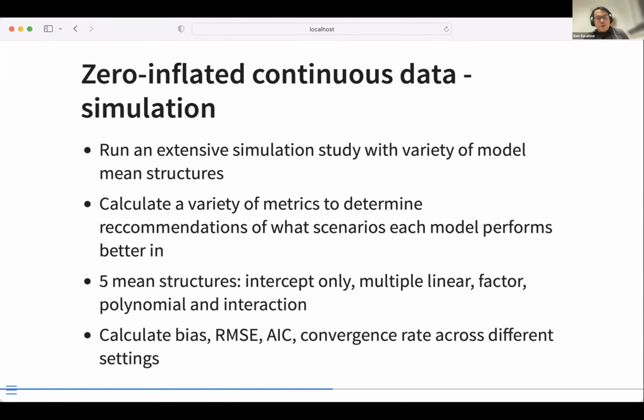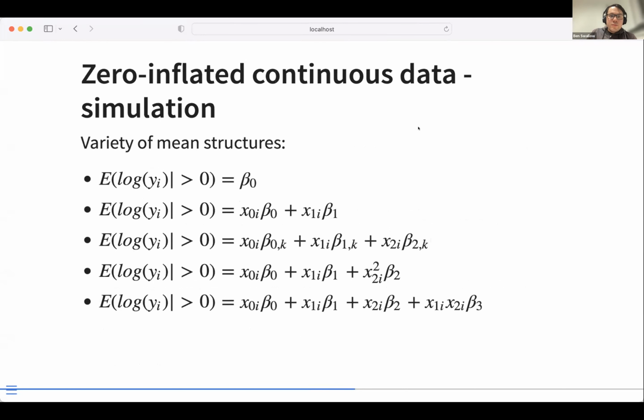So we ran this simulation study with different mean structures, and then we compared a variety of metrics on different models to determine which ones were best on the simulation, whether there are certain properties that are preferable for one model over the other in certain circumstances. We started off with very simple intercept-only models and then worked through more complex structures with polynomial terms, interaction terms, factor variables, etc., to determine how well each of the models are able to return parameters simulated from those models.